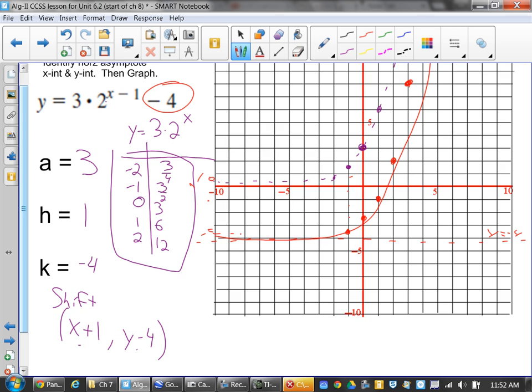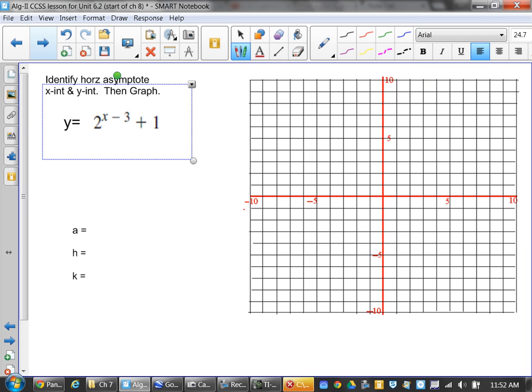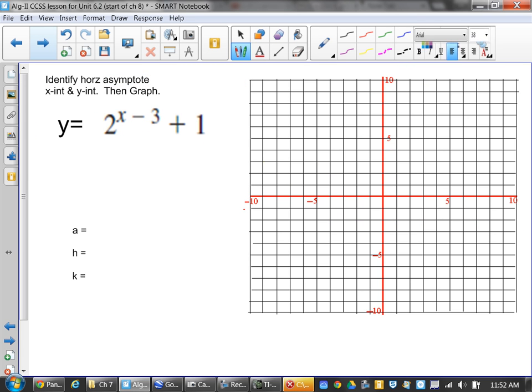All right, let's do another one. Let's change this up just a little bit here. Let's say that this is at a value of negative 2. We'll change that a value to negative 2 instead of 1 because it's too easy.